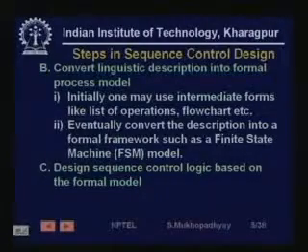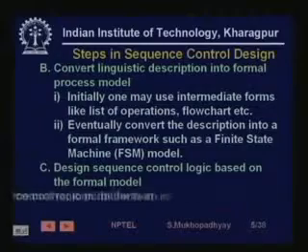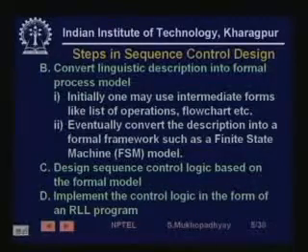Having done that, one has to go for design of the sequence control logic based on the formal model, and then finally one has to implement the control logic in the form of an RLL program. And it is preferable that these steps, especially step D, are made as automatic as possible, because this is a step which can be done in an automated manner once B and C have been carried out, and for large programs it is always preferable to go for automated programming, because that will always lead to error free programs, provided your specifications were correct.